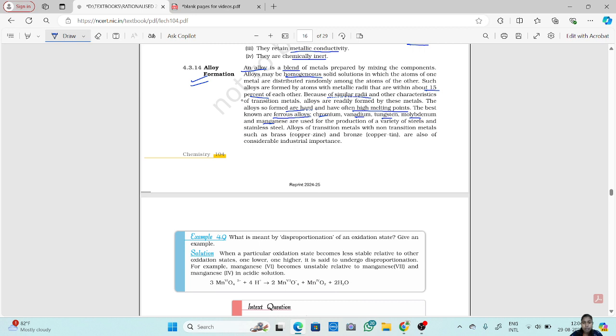Now, alloys of transition metals with non-transition metals, such as brass. Brass is made up of copper and zinc. You know that zinc is not considered to be a transition metal because of its completely filled d orbitals. Another example is bronze, which is made up of copper and tin, and is also of considerable industrial importance. Even though they are made up of transition and non-transition metals, they are still considered important industrially.